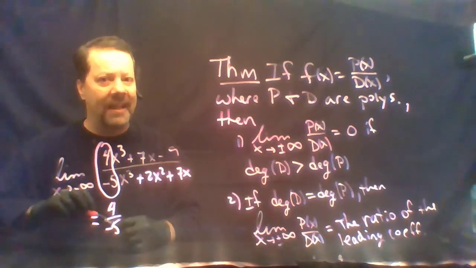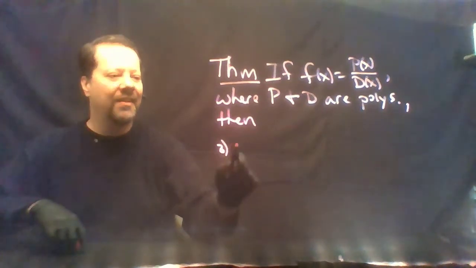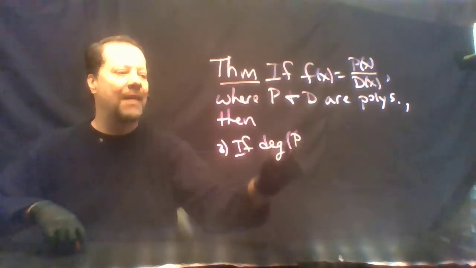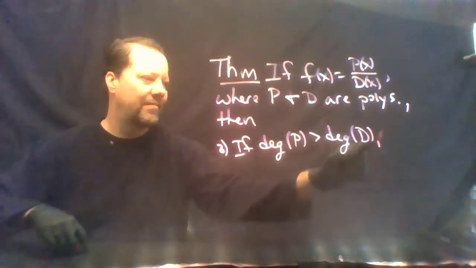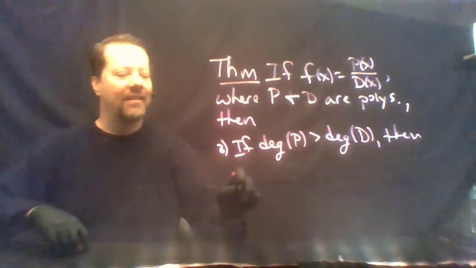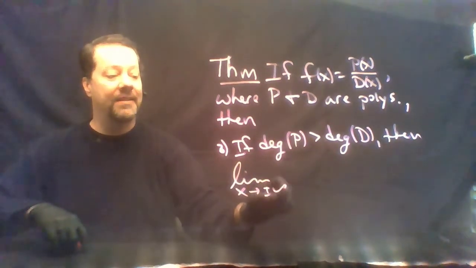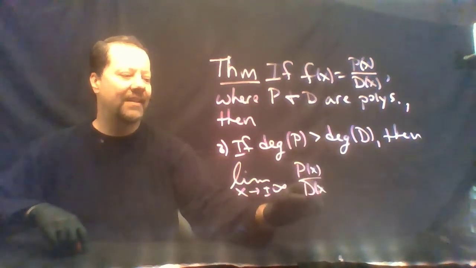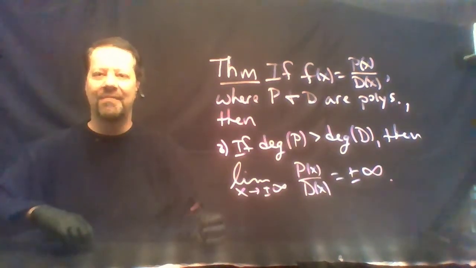But by trichotomy, there is one more case. Third, if the degree on the top is larger, then in the limit, as x goes to plus or minus infinity, p of x over d of x will give you plus or minus infinity, one or the other.